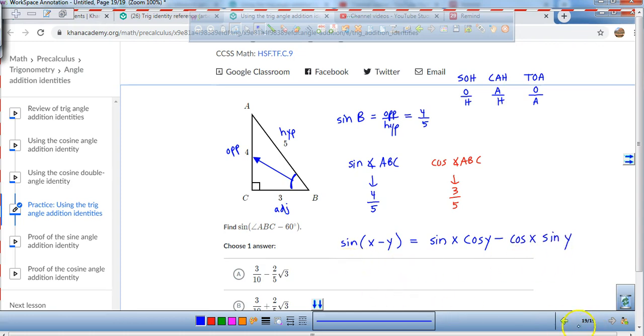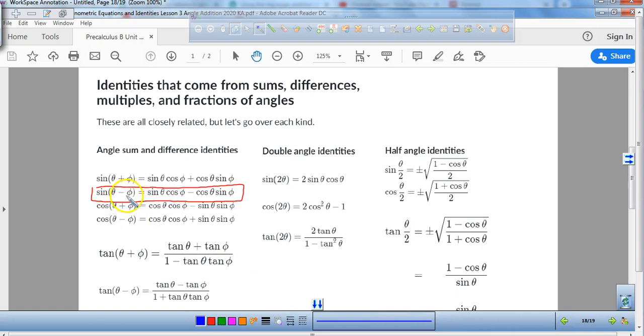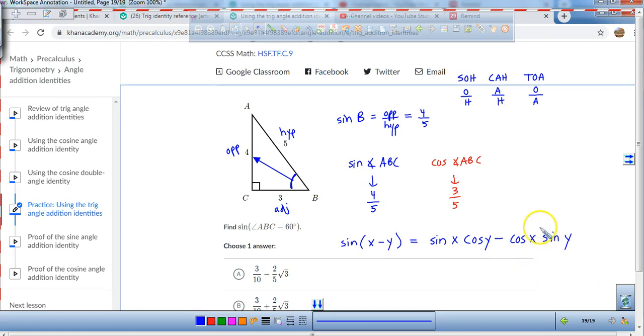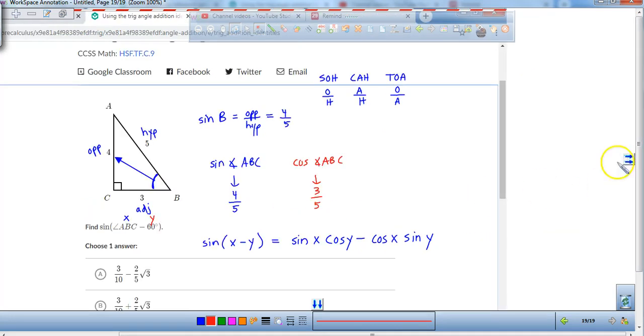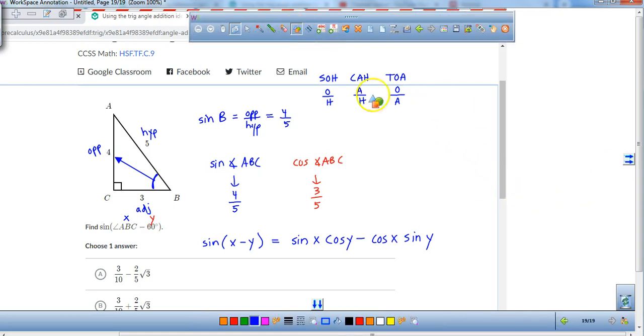The other one we were looking at uses theta and phi, but for me it's just easier to write it in terms of x and y. So all I've done is change this to x and this to y, that to x, and that to y. You're like, well, what's x and what's y? I'm calling angle ABC my x, and I'm calling 60 degrees my y. You're like, how am I supposed to find the sine of 60 degrees?